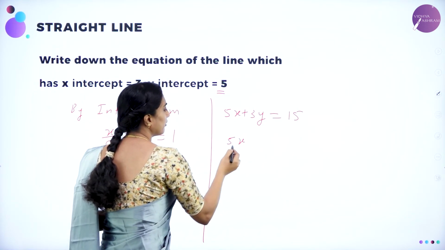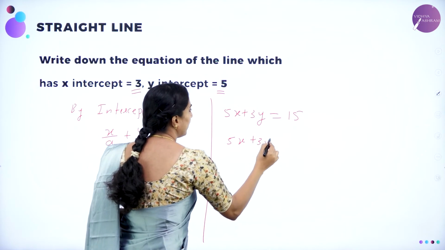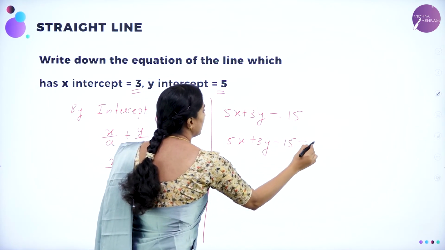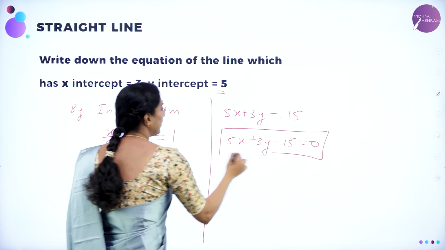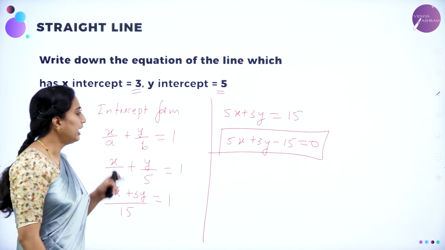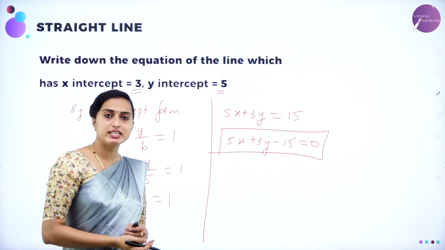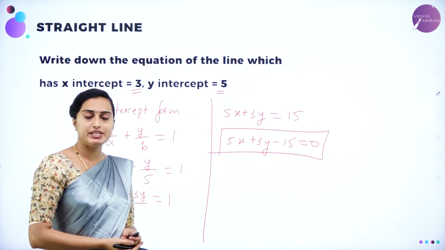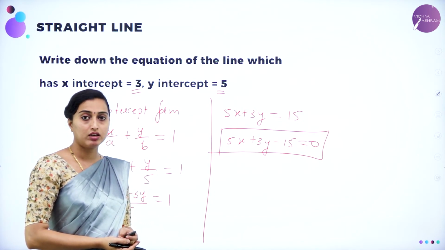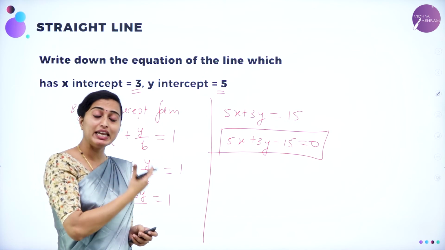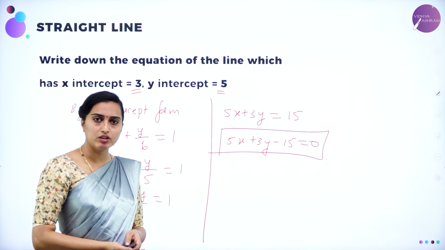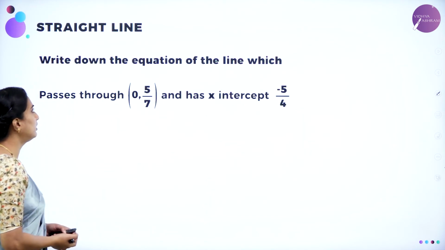5x plus 3y is equal to 15. Otherwise, you can bring it to the form ax plus by plus c equal to 0, which is the standard equation of a line. A takes the value 5, b takes the value 3, and c takes the value minus 15. I hope you got this one by intercept form. Understood? We'll move on to the next question, dears.